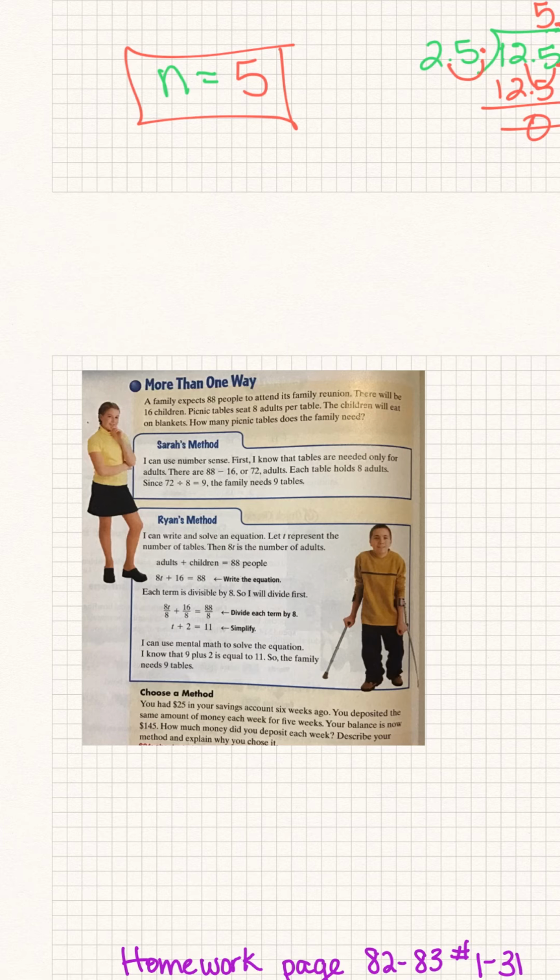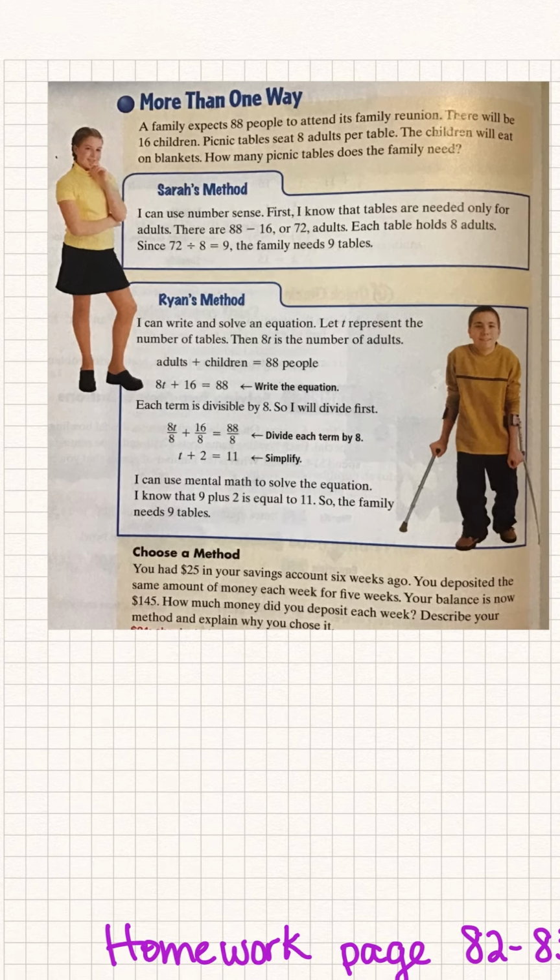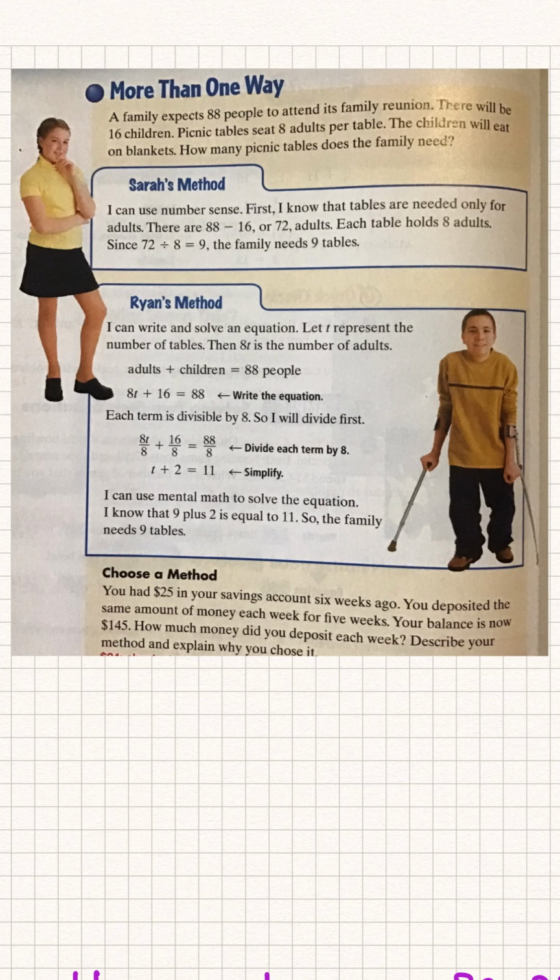So there is more than one way to do these things. A family expects 88 people to attend its family reunion. There will be 16 children. Picnic tables seat 8 adults per table. The children will eat on blankets. How many picnic tables does the family need? So Sarah here, she says, I can use number sense. First, I know that tables are needed only for adults. There are 88 minus 16, or 72 adults. Each table holds 8 adults, since 72 divided by 8 equals 9. The family needs 9 tables.